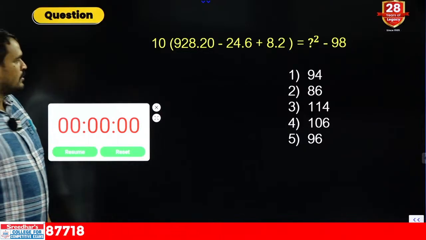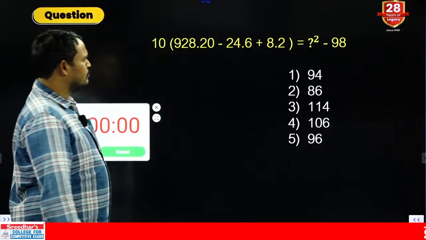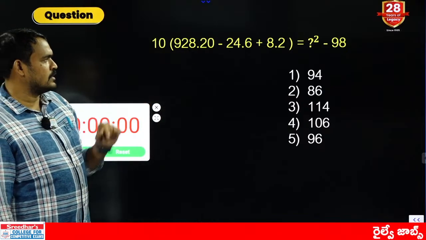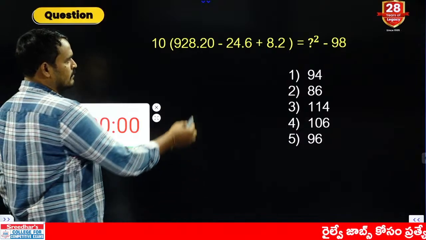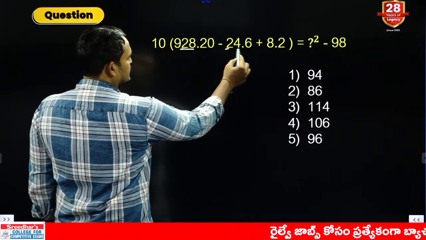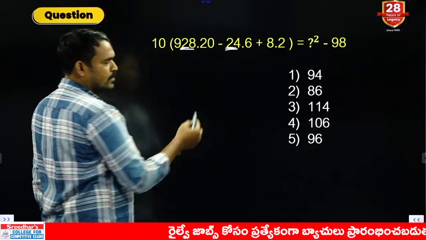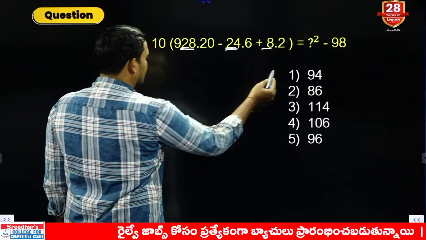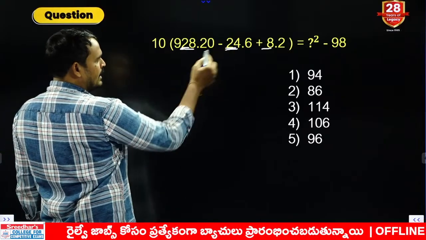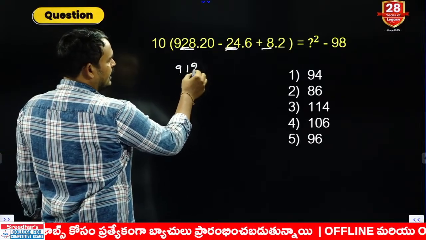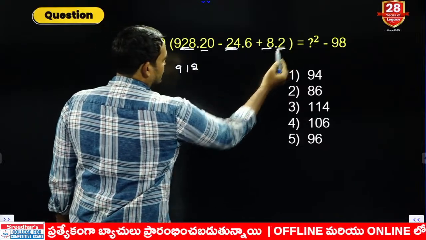First question. 928.20 minus 25.6 plus 8.2. First of all, 28 minus 24. 28 minus 24 means 4. 4 plus 8, 12. And here already 900. 900 plus 12, 912. And here 0.20 plus 0.20.